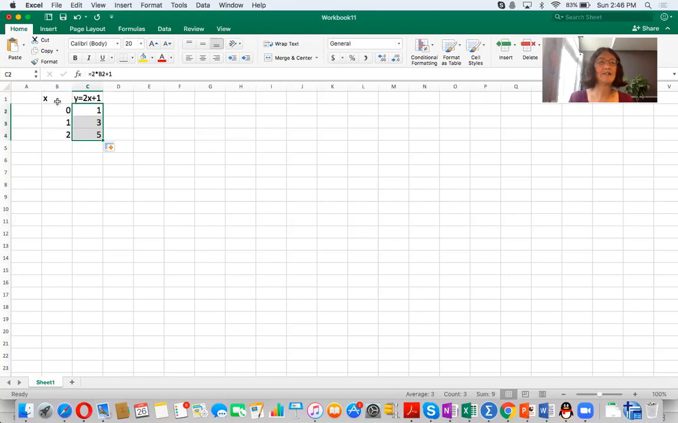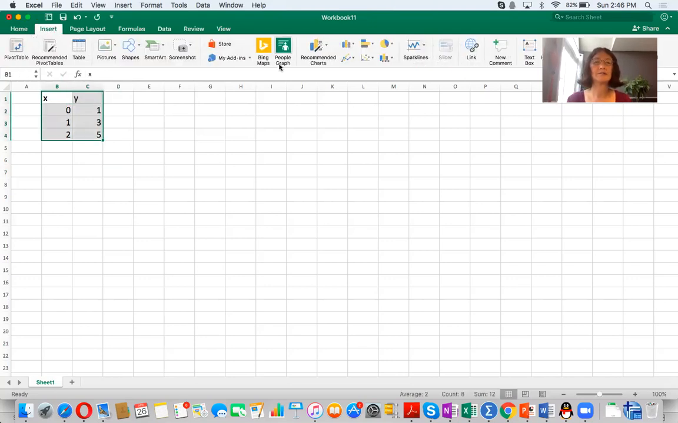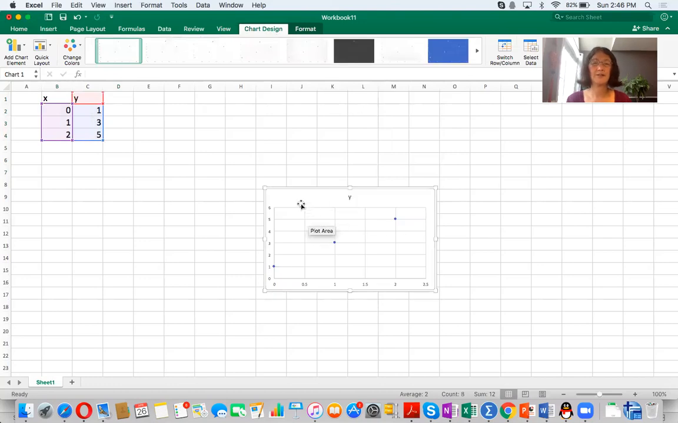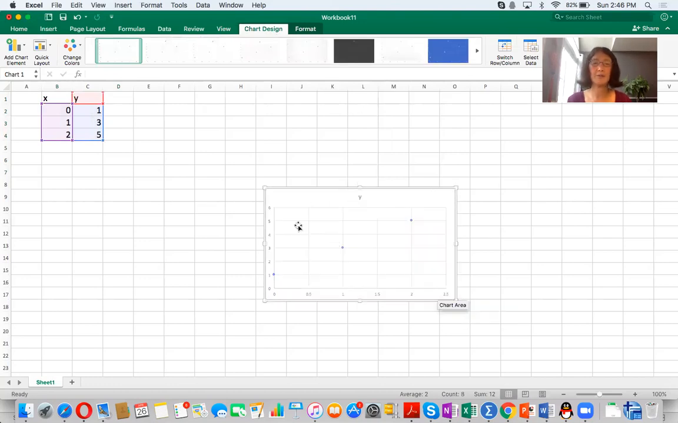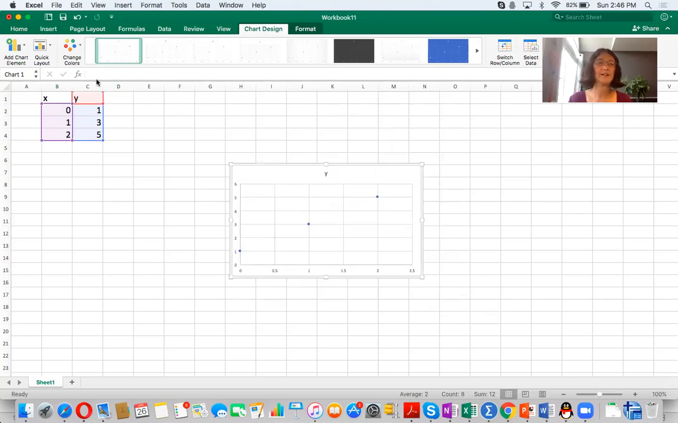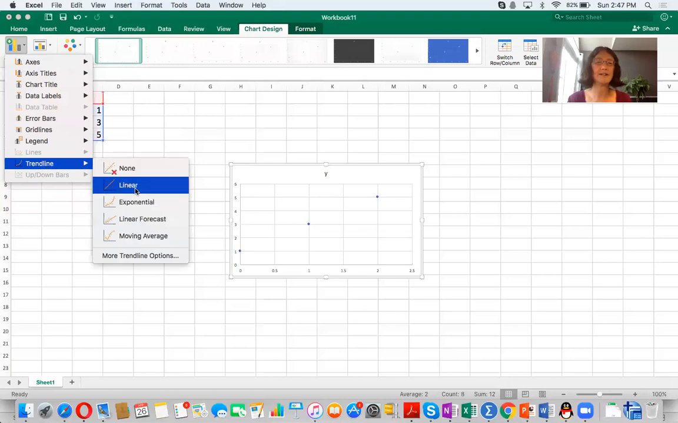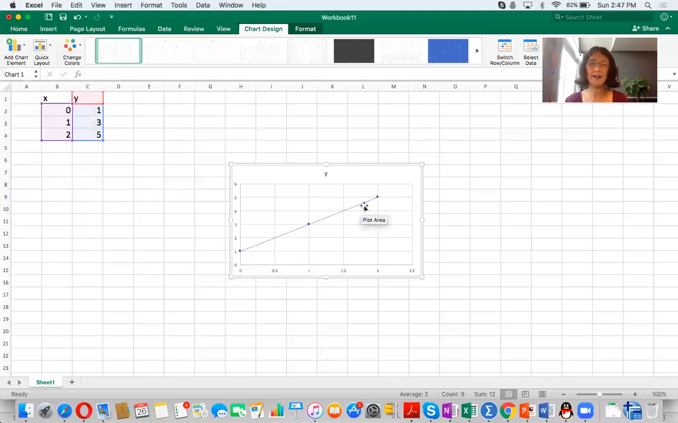And then this one, maybe just call it y. Now you highlight this x and y, insert graph, scatter plot. And you get this scatter plot between x and y. And then you click add chart element, trend line, linear, and you get this straight line.